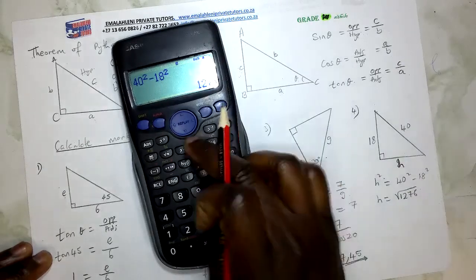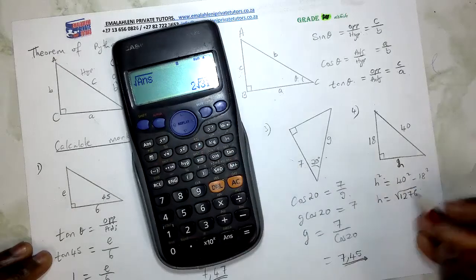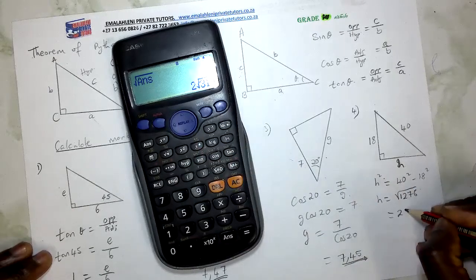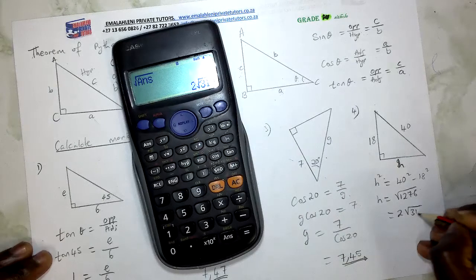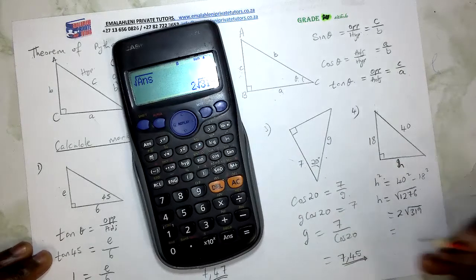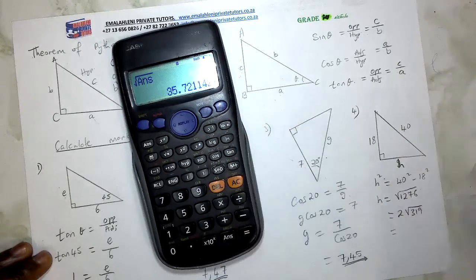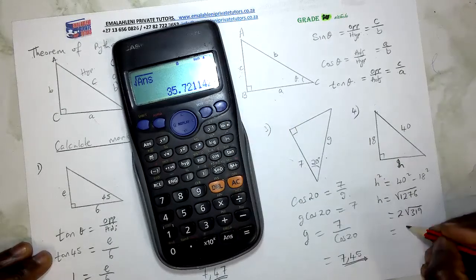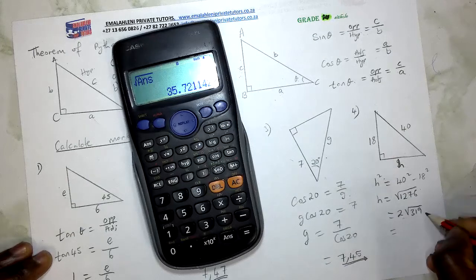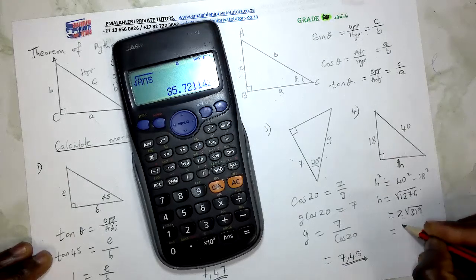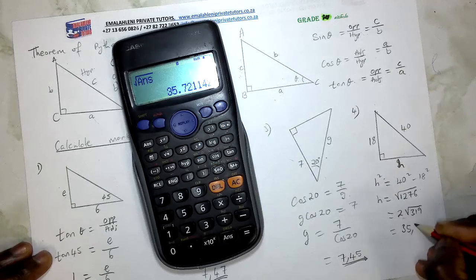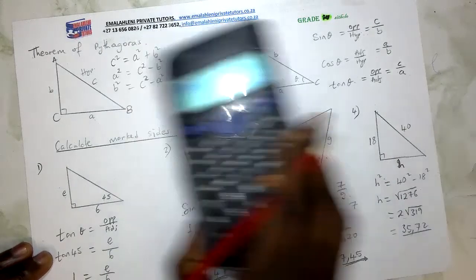And the root of that answer, what do we get? We get 2 root 319. And also remember guys, if they say leave your answer in surd form, this is where you leave it. You leave it here like this. But if they say 2 decimal places, you must leave it as a decimal like this.